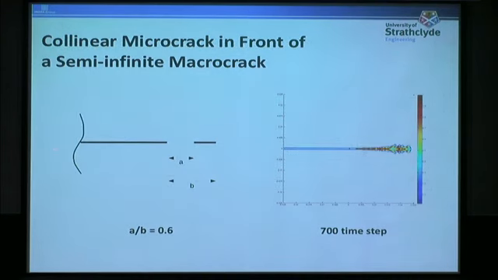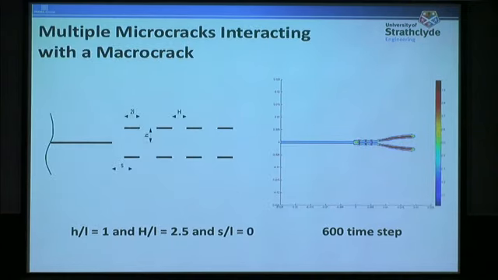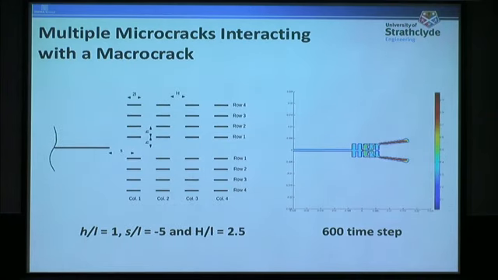So we have a macro crack there, and we have a micro crack, and we pull this specimen from top and bottom. And as you see, later on, this macro crack just merges with the micro crack, and they both propagate together. And later on, we put two cracks which are parallel to each other. Again, these two merge with each other, and we didn't stop. So we just keep adding multiple micro cracks in here to see the effect of it. And we didn't stop as well.